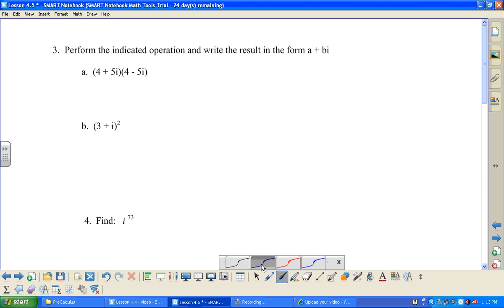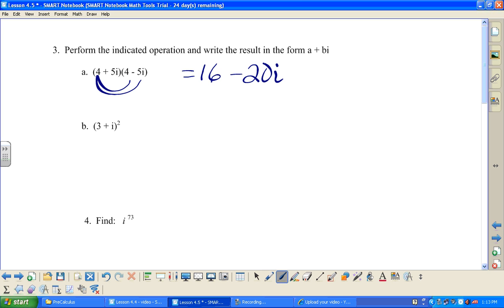Reminder that we're multiplying two binomials as we have here for letter A, that we just FOIL like you normally would. So we have 4 times 4 is 16, and 4 times negative 5i would be negative 20i, and 5i times 4 is plus 20i, and 5i times negative 5i is negative 25i squared. So when we do the simplification, we have 16 here, and the negative 20i plus 20i, that's 0.